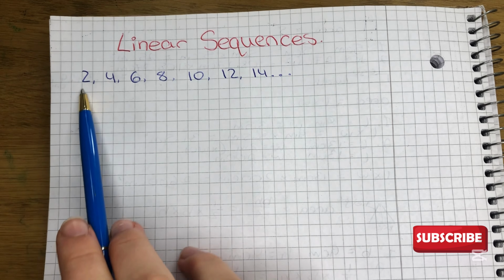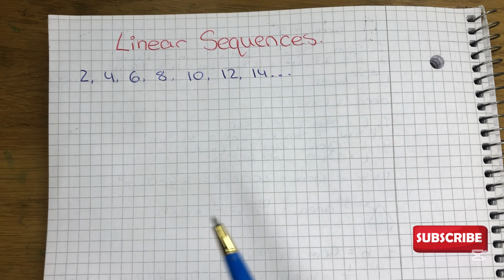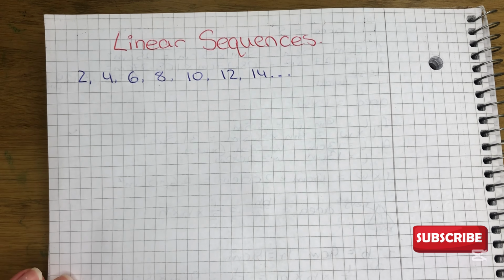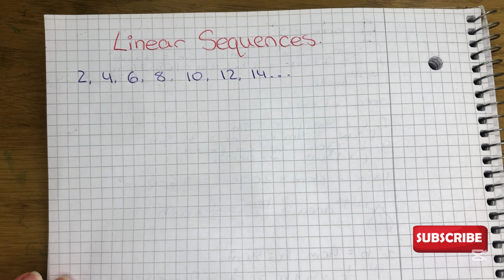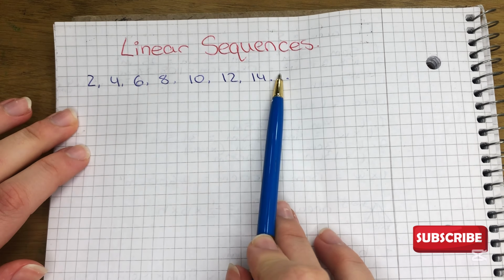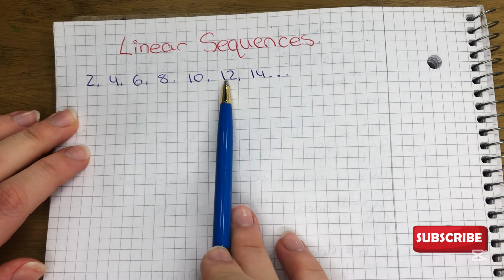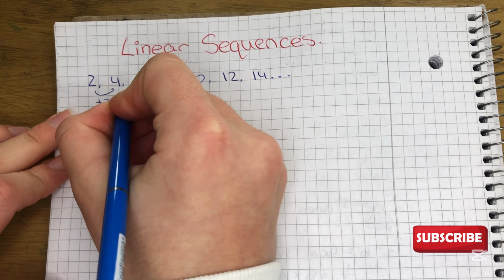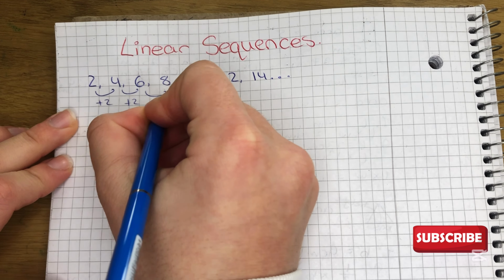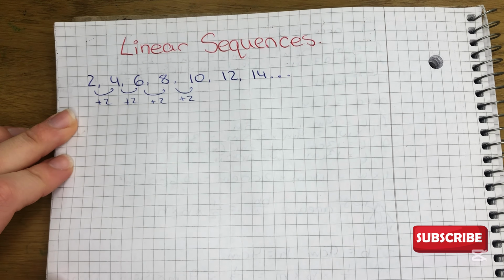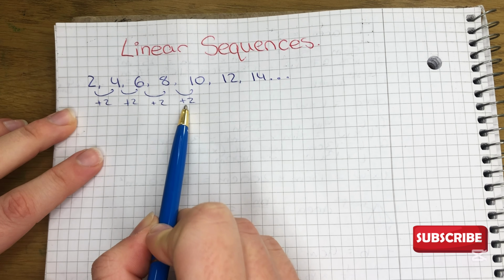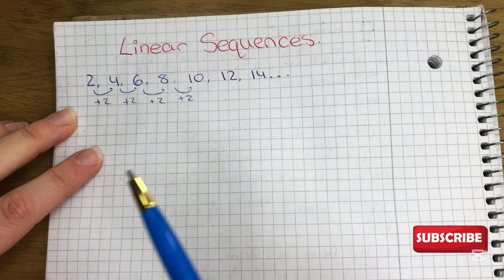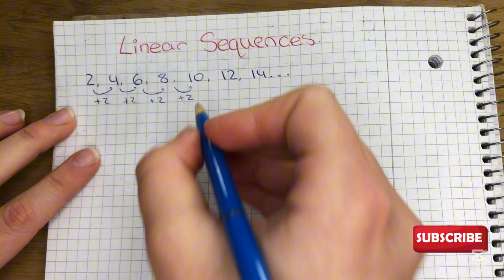So this is a pattern I'm sure we've all seen before. But when it comes to linear sequences, there are certain terms we have to remember. So this pattern, 2, 4, 6, 8, 10, 12, 14, is going up in twos, isn't it? So you're increasing by 2 every time. This increase, or sometimes it can be a decrease, is called the difference.